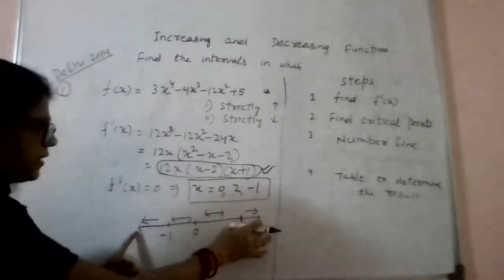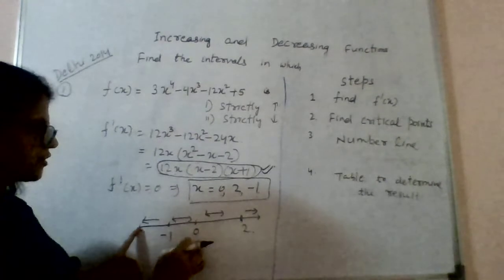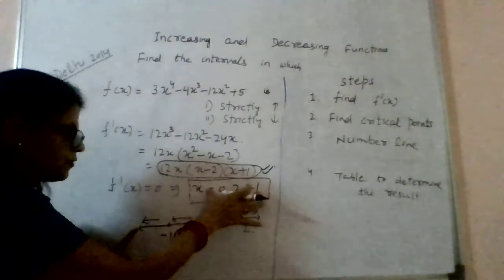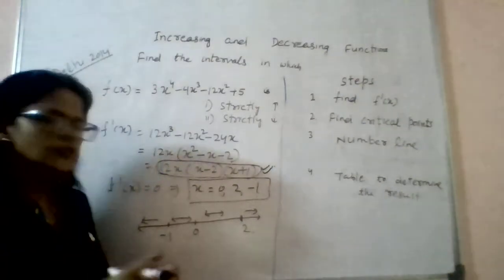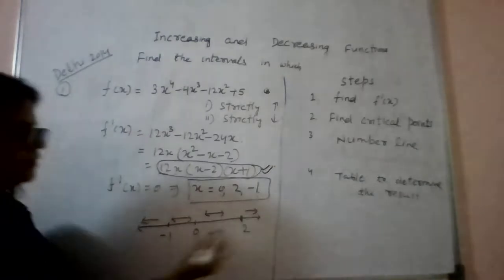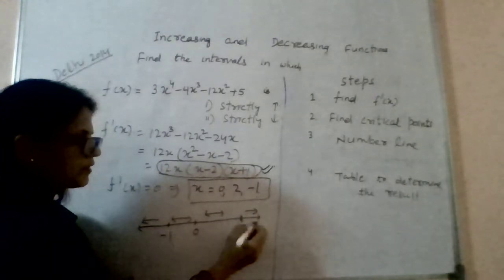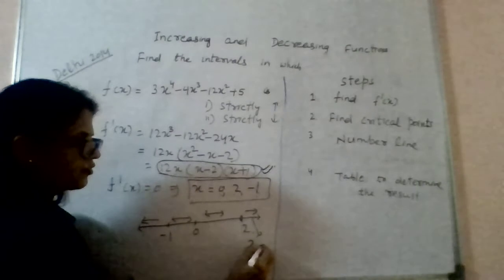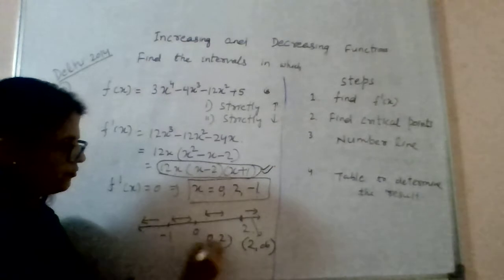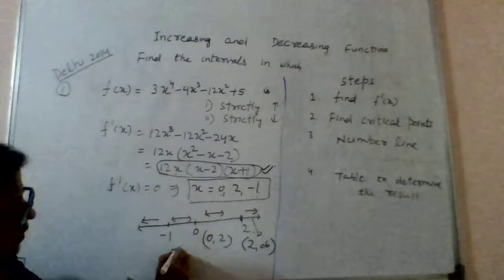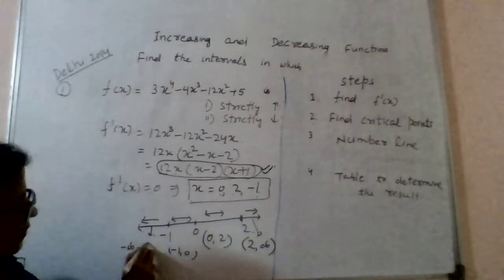So let us take the number line like this, right? Minus 1 is the smallest, so minus 1, 0, 2. These 3 points divide the number line into 4 parts, and each part is an interval. For example, here 2 and onwards, so this interval can be taken as (2, infinity). This interval can be taken as (0, 2). This interval can be taken as (minus 1, 0). And this interval can be taken as (minus infinity, minus 1).